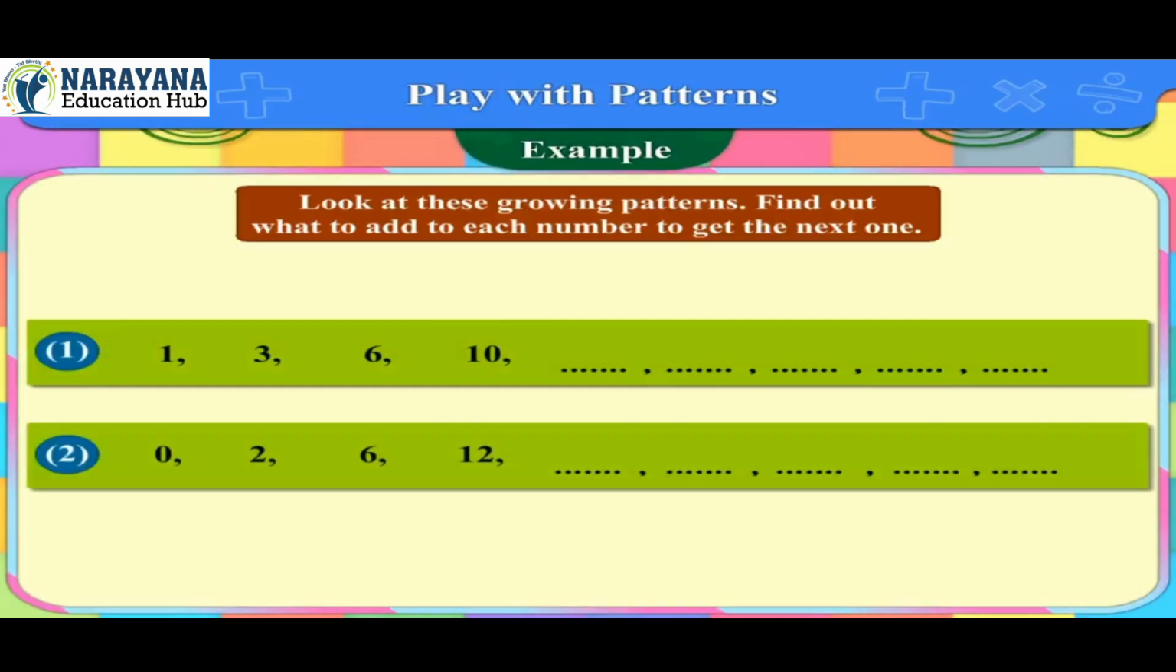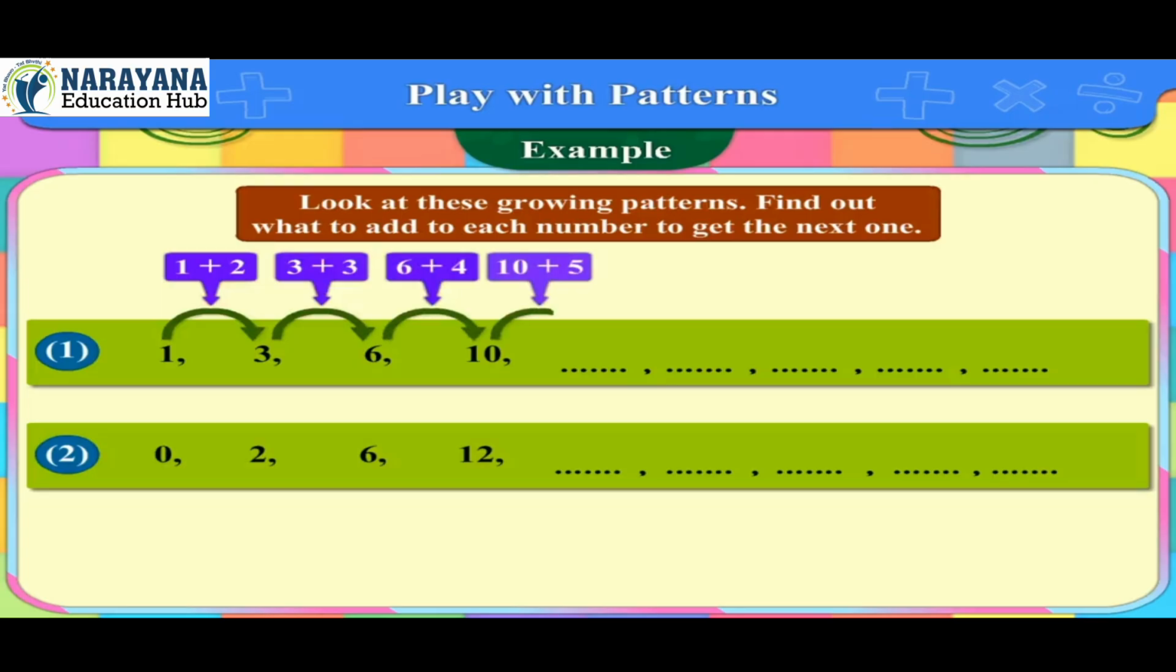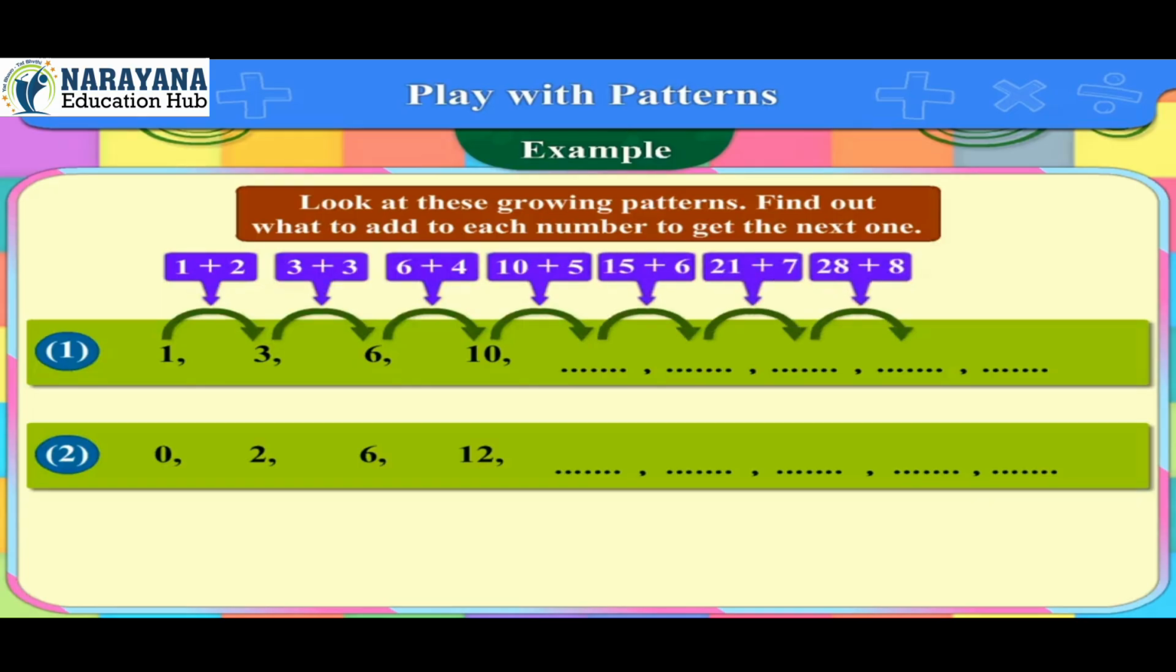Example: look at these growing patterns. Find out what to add to each number to get the next one. In the first pattern, the numbers added are 2, 3, 4 and 5 respectively. In the same way, the pattern that we get ahead on adding 6, 7, 8 and 9 respectively would be 15, 21, 28, 36 and 45.